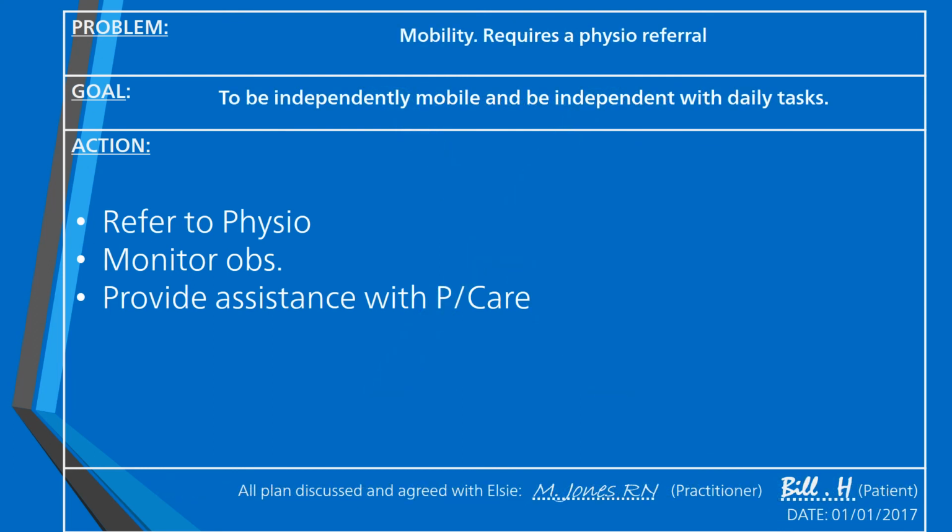Here's another one. Problem. Mobility. Requires a physio referral. So here we have a problem and an action in the same box. It's really important to differentiate between the problem, the goal, and the action. Goal. To be independently mobile and be independent with daily tasks. So here there are two goals in the same box. And apart from lacking in smartness, it could potentially yield a lot of confusing actions.